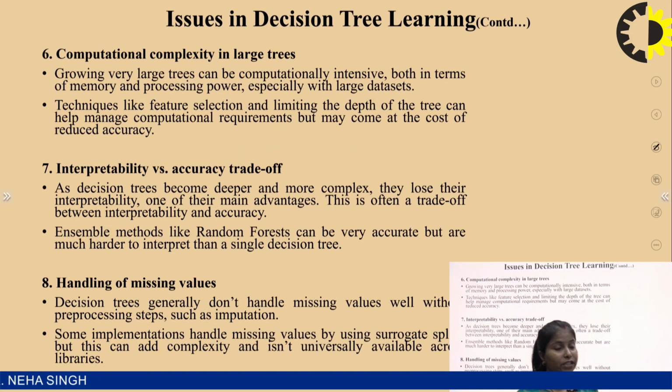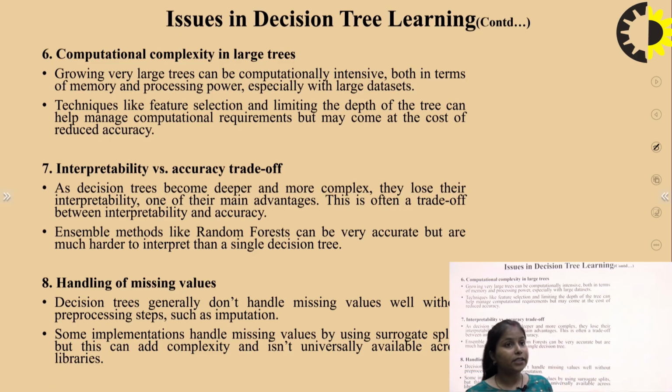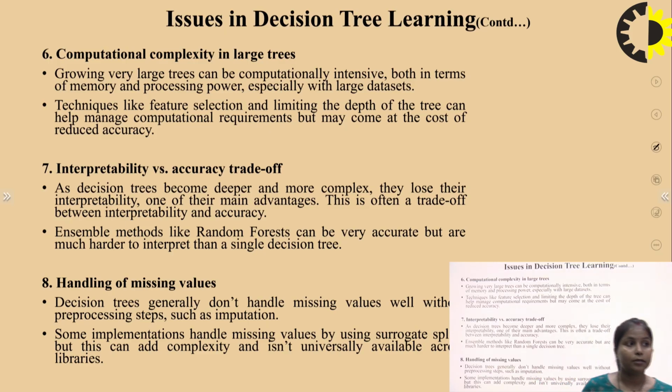Next is computational complexity in large trees. In decision trees, when the data is very large, the tree can be computationally intensive, both in terms of memory and processing power, especially with large data sets. Then the interpretability versus accuracy trade-off. As a decision tree becomes deeper and more complex, it loses its interpretability, one of its main advantages. There is often a trade-off between interpretability and accuracy. An ensemble method like random forest can be very accurate, but is much harder to interpret than a single decision tree.